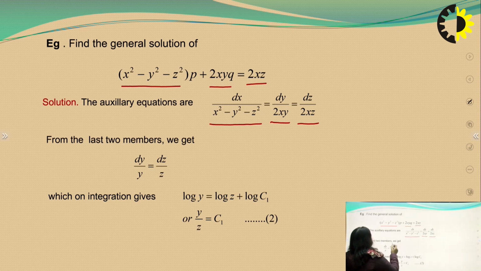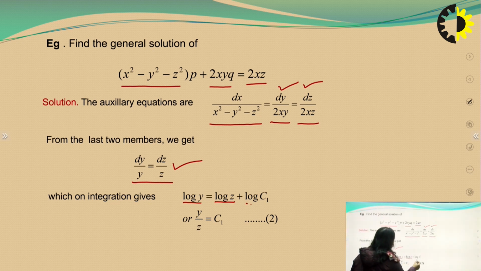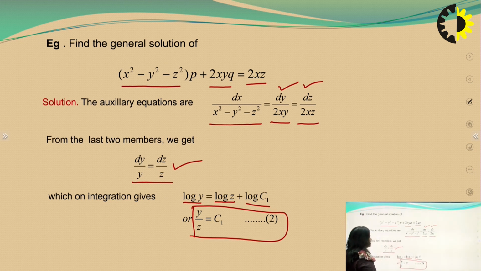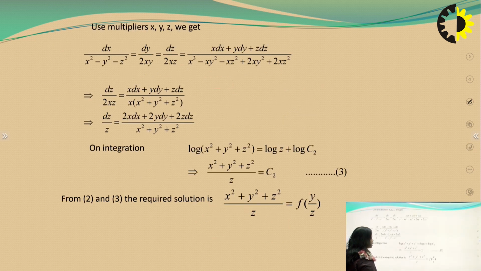So here, if I consider the last two members, I'll get dy upon y equal to dz upon z. That means these two members will provide me with this set of equations whose solution is given by log y equal to log z plus log of constant. And so I get this as the solution, y by z equal to constant, as one of the solutions.